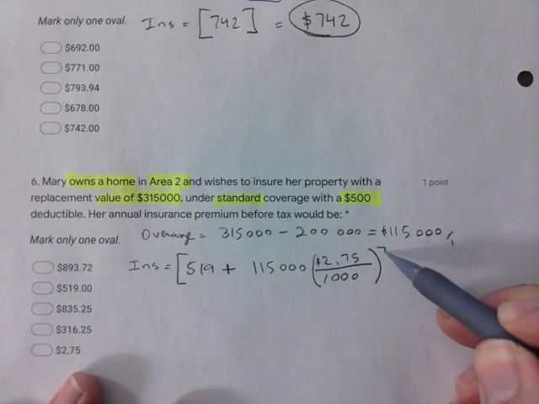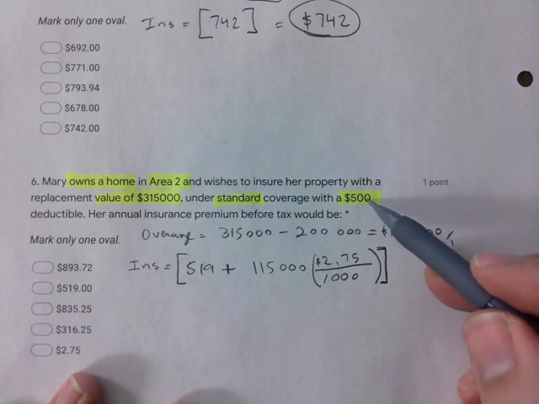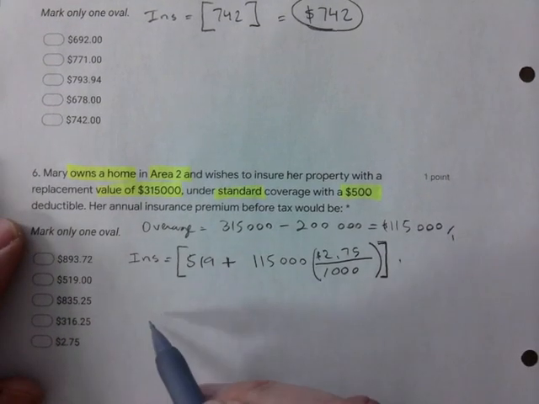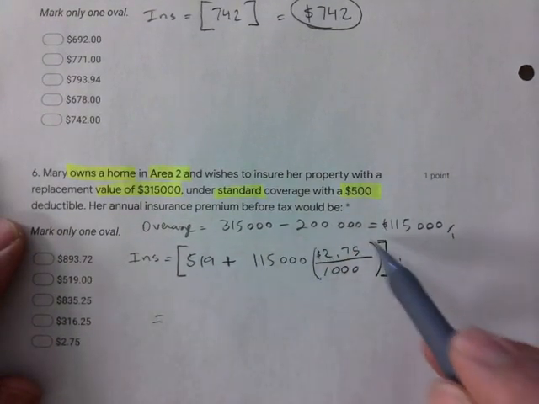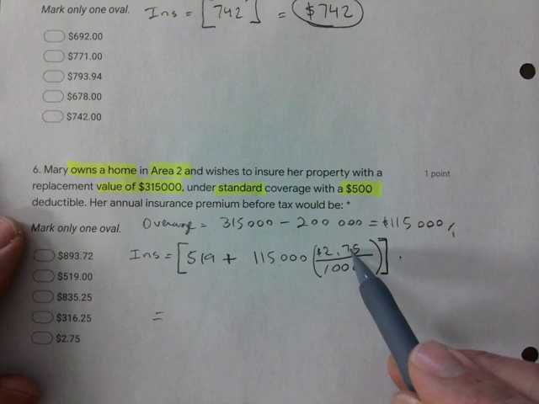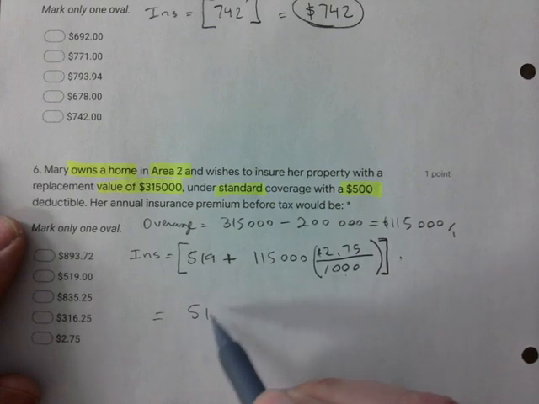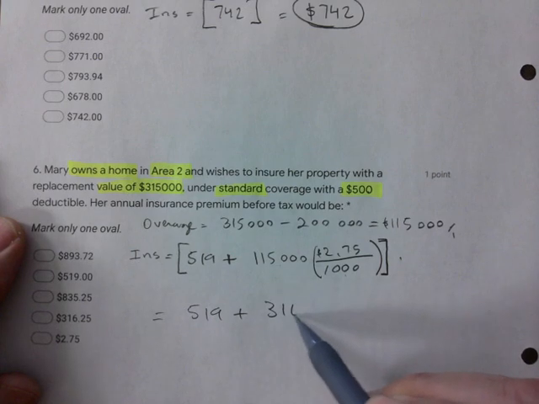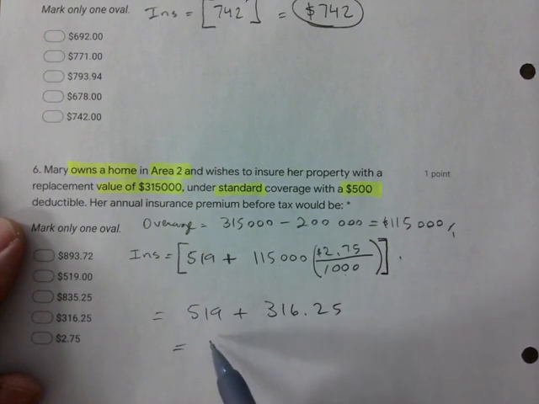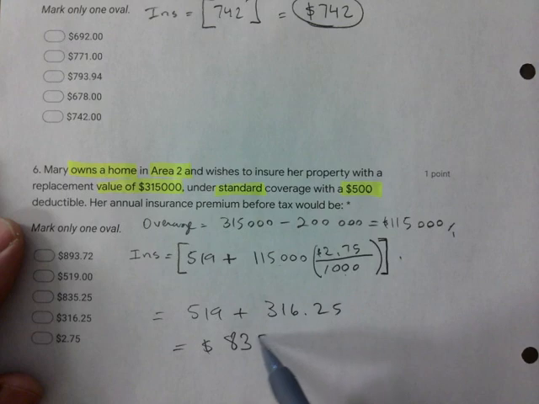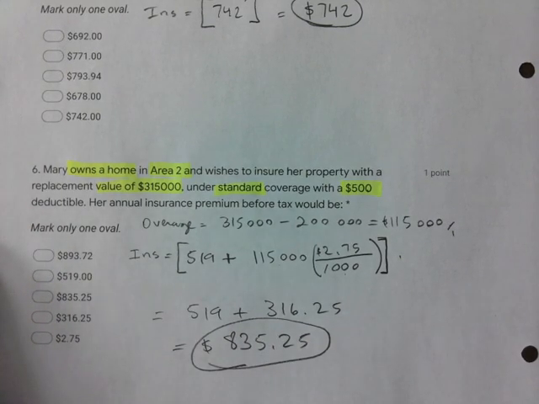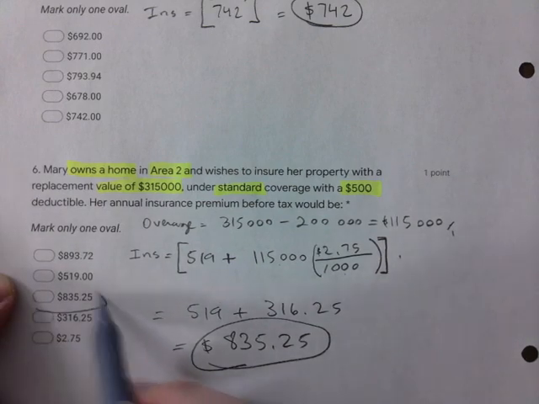And make sure you do the square bracket here, just in case. It's a $200 deductible, so no need to multiply that by 1.10. Make sure you do this step first, right? 115 times this divided by 1,000. So that's 519 plus 316.25. So your total is 835.25. It's right there.